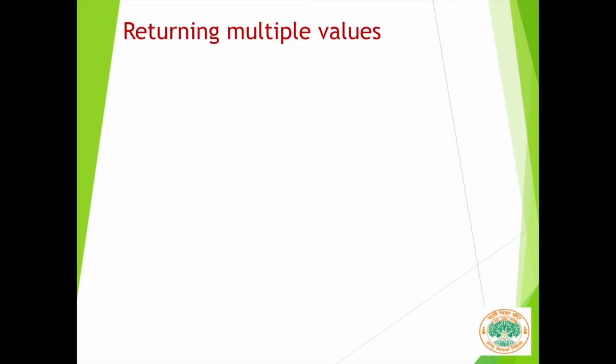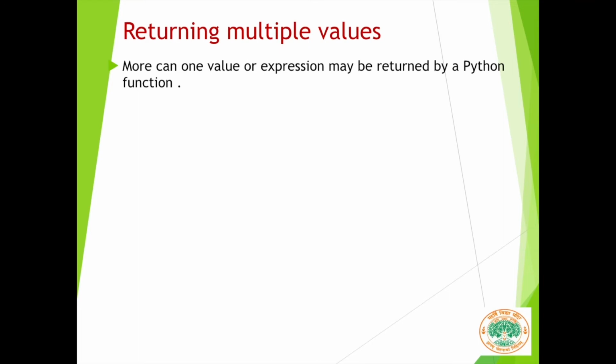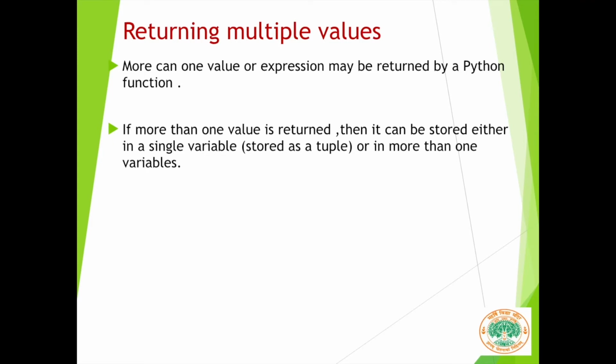Next, returning multiple values. So you may choose to return more than one value also. Okay, it's not mandatory that you have to return only one value or only one variable. You can return as many variables or expressions as you want. So if more than one value is returned, then it can be stored either in a single variable, which is stored as a tuple, or in more than one variable. Now how will the return result be stored if you are using multiple return values? So the returned result can be stored in a single variable also. If it is stored in a single variable, it will be stored in the form of a tuple. But if it is stored in multiple variables, then the variables can be displayed individually. It will be clear when we go to the programming part.